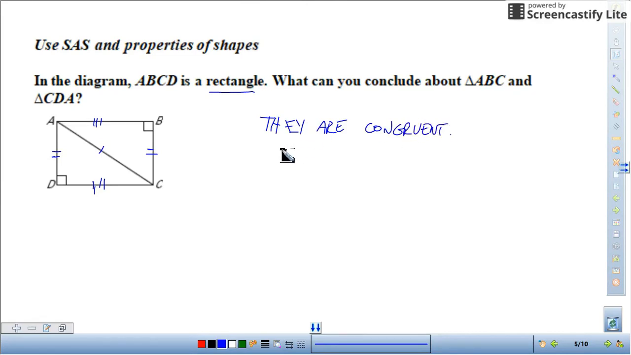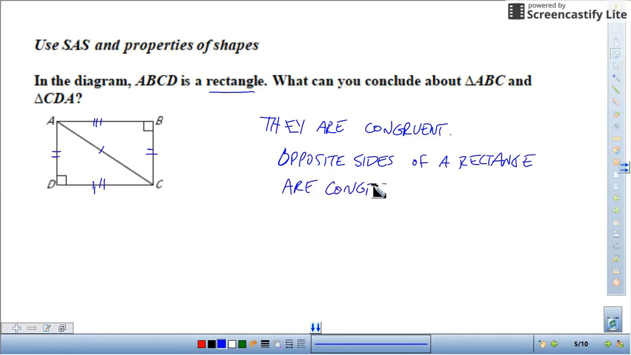And I'm just going to summarize kind of what we said, that opposite sides, sorry about my pen issues here, guys. So opposite sides of a rectangle are congruent. And that would combine with the fact that those do have to be right angles, we are able to say that by side angle side, those two triangles are congruent.